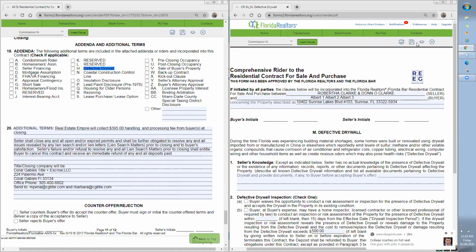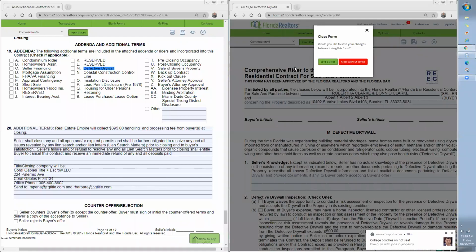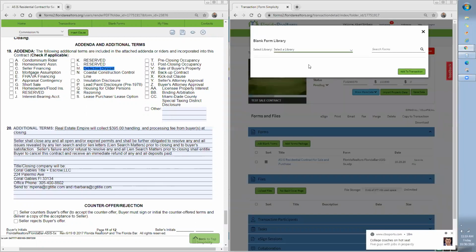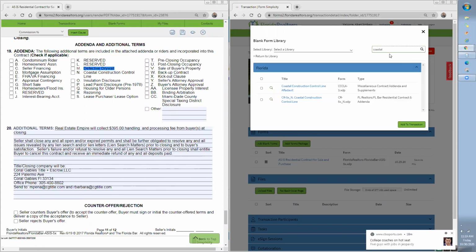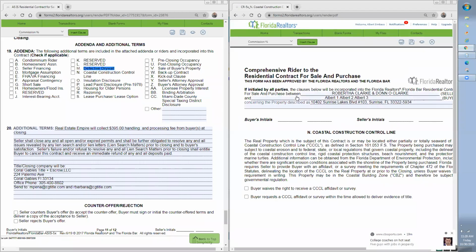All right, let's move forward. The next one is the coastal construction control line. That is going to be used if you are purchasing or making an offer on a property that is on the coast of one of our oceans. You're really not going to find that too much here in Miami because the only things in the coastal area of Miami are condos. But these are specifically for homes or townhomes that are right off the beach.